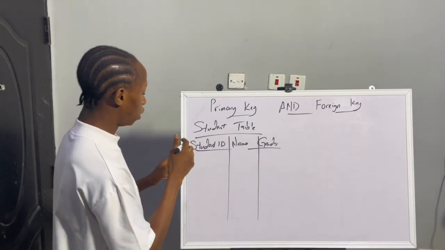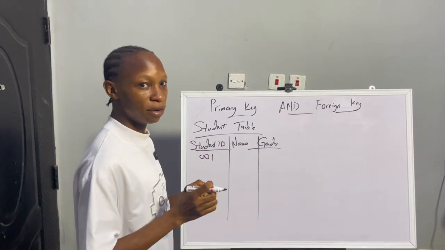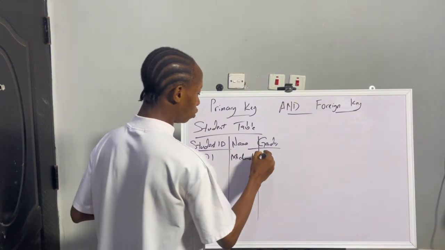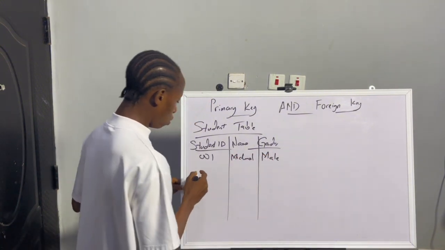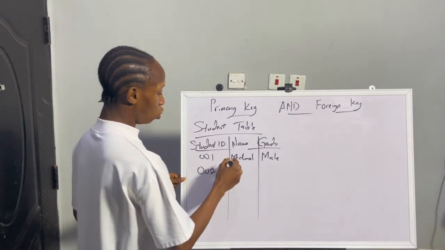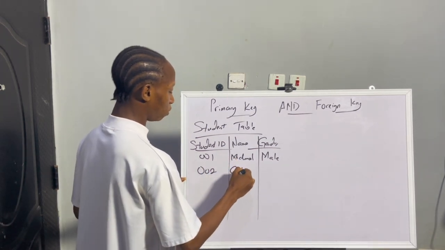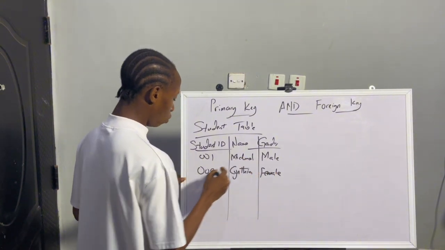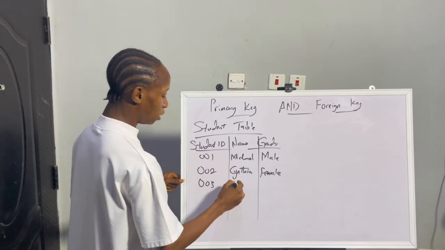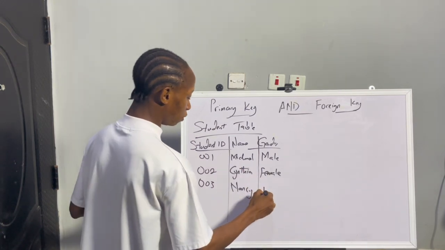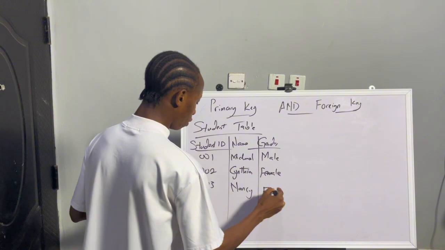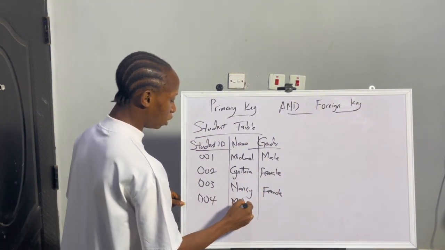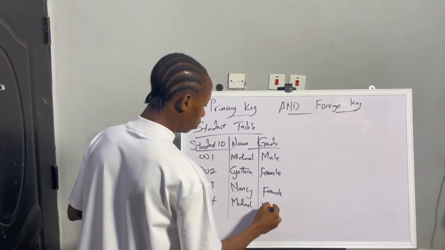So let's have the first student, 001. That's the ID of that student, with name Mike and gender male. We have 002, which is Cynthia, female. We have another student, Nancy, female. 004, another student with the name of Mike again, male.